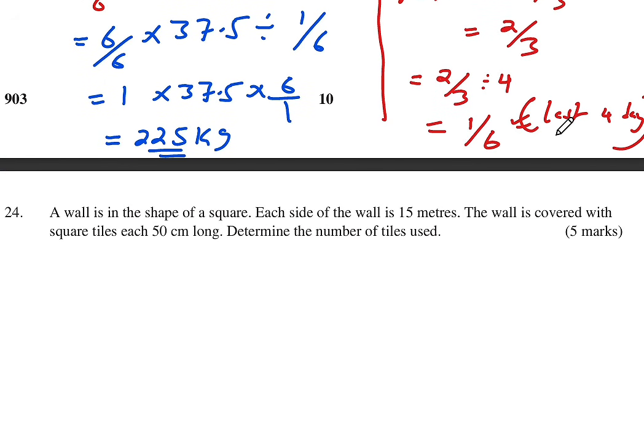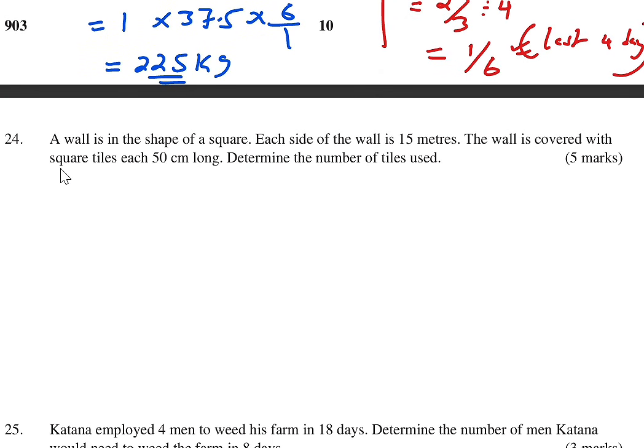Continue to number 24. A wall is in the shape of a square. Each side of the wall is 15 meters. The wall is covered with square tiles, each 50 centimeters. Determine the number of tiles used.